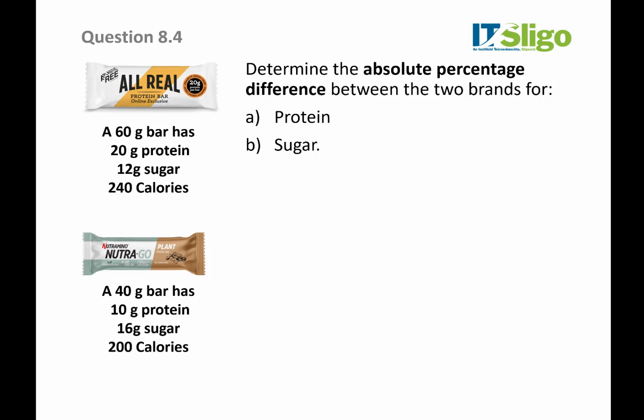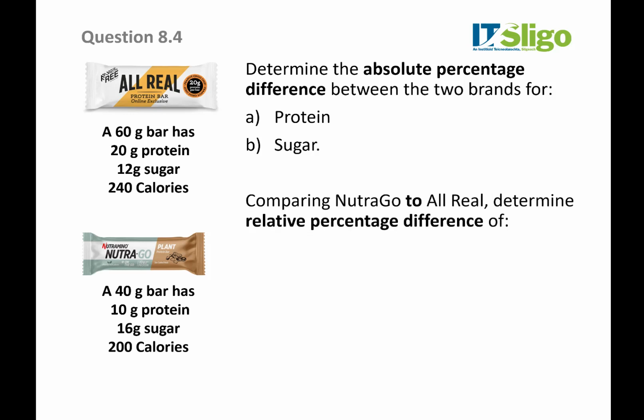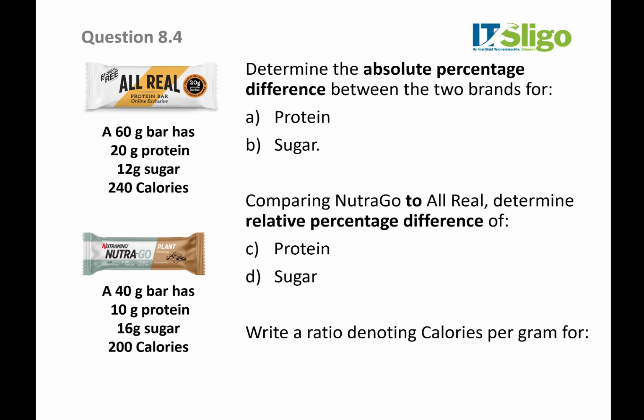Part C and D now. Comparing NutriGro to All Real. Determine the relative percentage difference of protein and sugar. And finally then, guys, develop a ratio denoting calories per gram and in the order of All Real to NutriGro. Whoops. So again, guys, just give that one a go. The little pause button didn't appear. I meant it to. But you'll kind of see where what we're doing suddenly has a relevance.